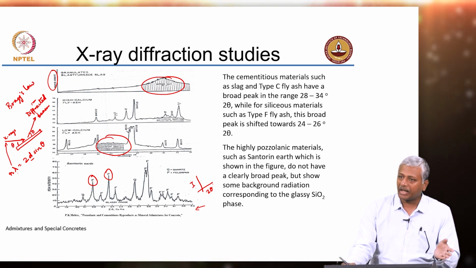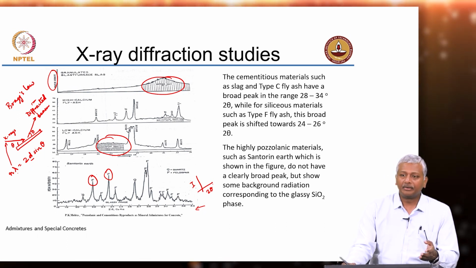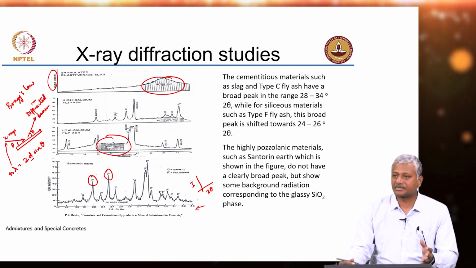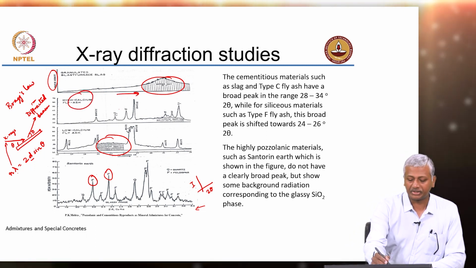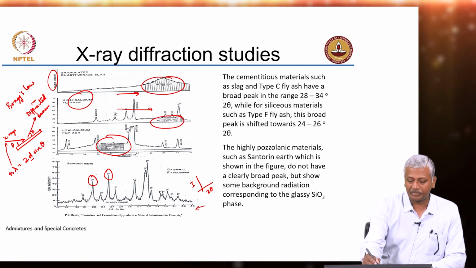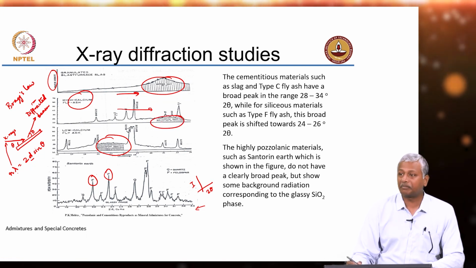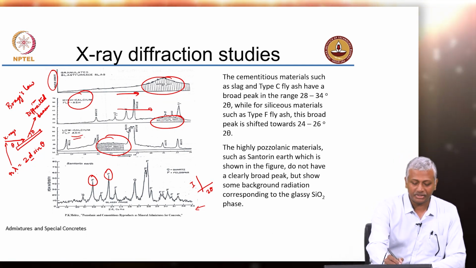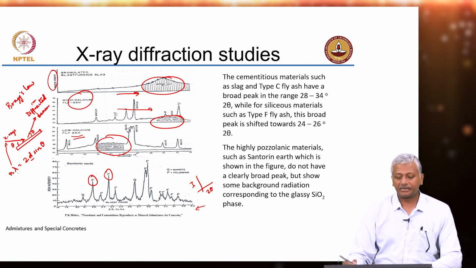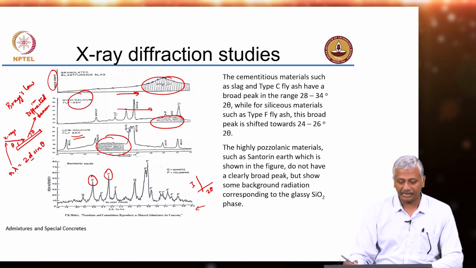Now, when you have a calcium bearing system, this diffuse band or this amorphous band is seen to be shifted to the right. See, this is high calcium fly ash. You have this diffuse band shifted to the right, whereas in plain silica bearing phases, or plain amorphous silica bearing phases like type F fly ash or low calcium fly ash, this band is seen at a slightly different location.